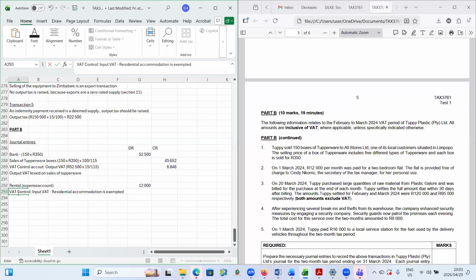Exempt. So meaning there is zero input tax claimable. Which account is credited? It's the bank. The bank is going to lose money. The bank is losing how much? 12,000 Rand.